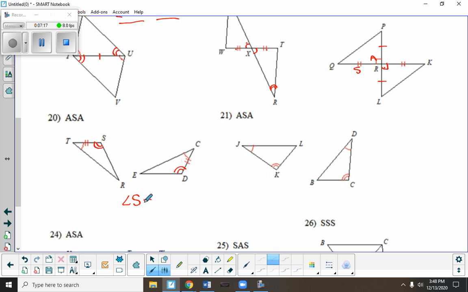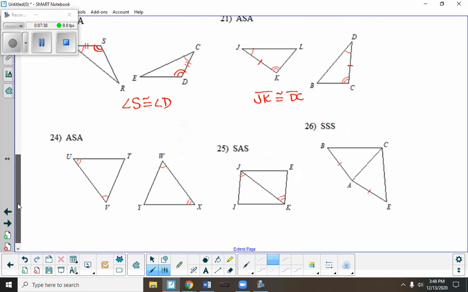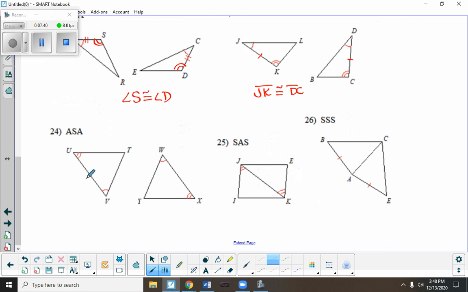Angle S is congruent to angle D. In the next one, we have two angles, so the side has to be between them, so this side and this side, so we'd say segment JK is congruent to segment DC. And then angle side angle here, kind of the same deal. So segment UW would have to be congruent to segment UW. U has 2 marks, so I'm going to put X first because that has 2 marks, and W.